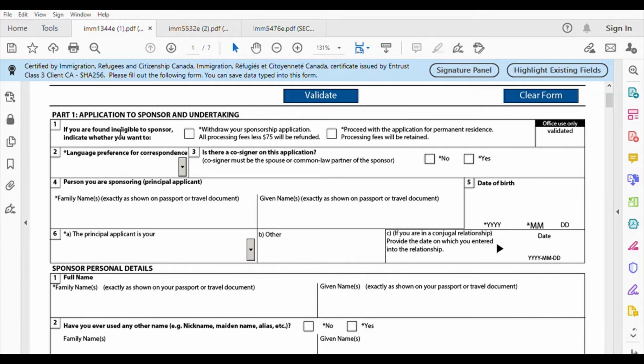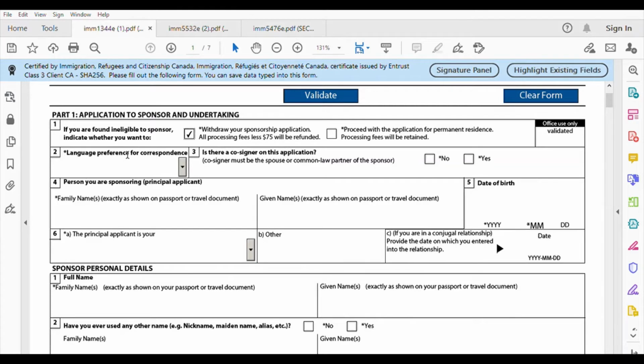First, application to sponsor and undertaking. If you are found ineligible to sponsor, indicate whether you want to withdraw your sponsorship or proceed with the application for permanent residency of the principal applicant. Me, I will choose withdraw your sponsorship, because if the sponsor is not eligible to sponsor, then why proceed with the permanent residency of the principal applicant?